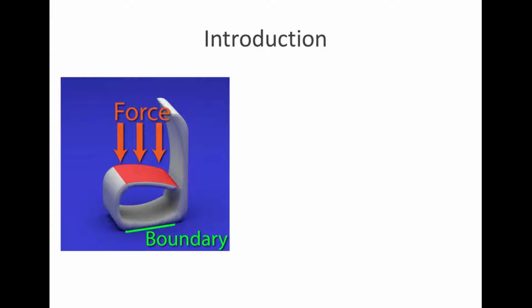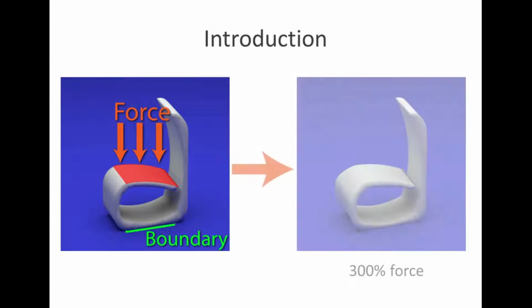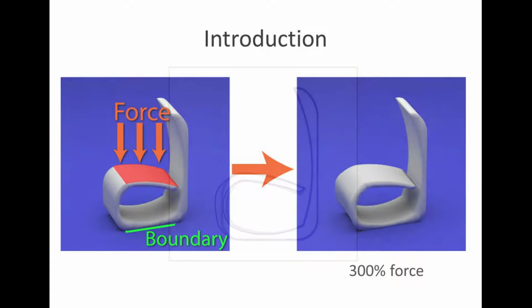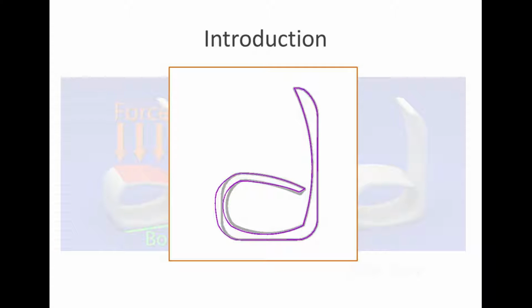Here the red color indicates the region and direction of the external force, and the green boundary indicates the surface that should remain fixed. Our algorithm generates an optimized shape that's similar to the input but can withstand 3 times as much force as the maximum allowed on the input. The silhouette image here shows the difference between the original shape, marked gray, and the optimized shape, marked purple.